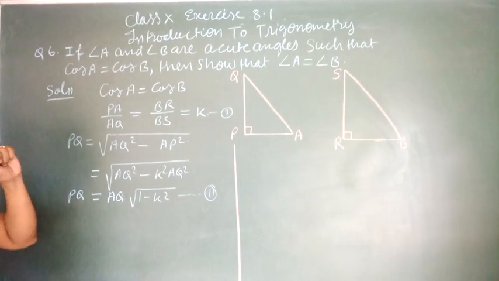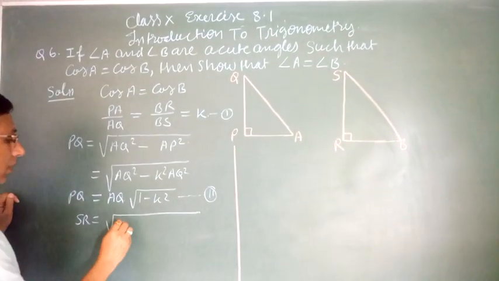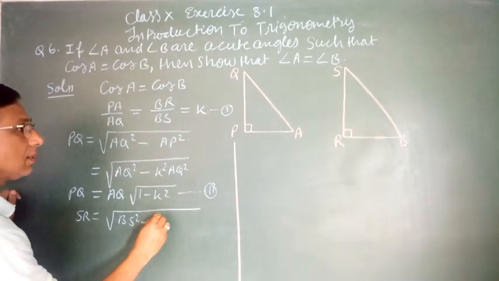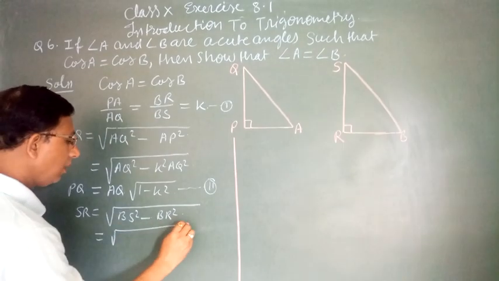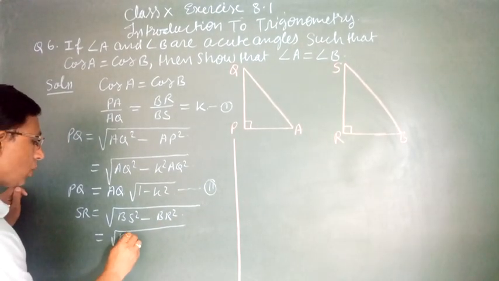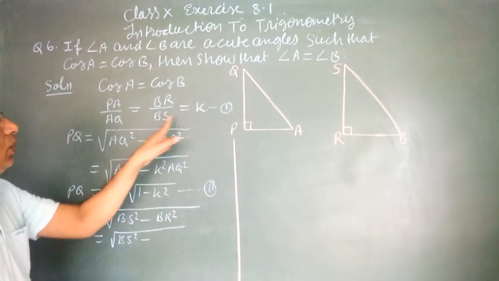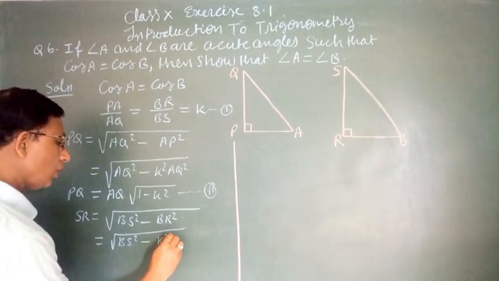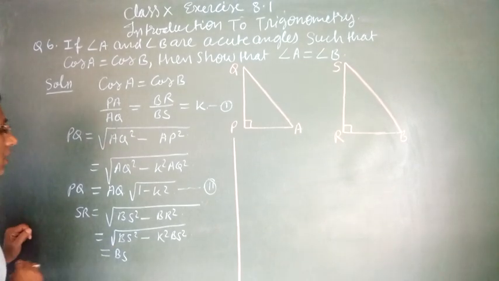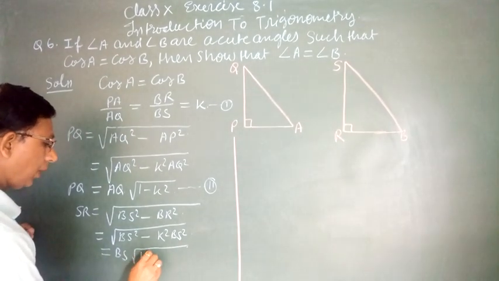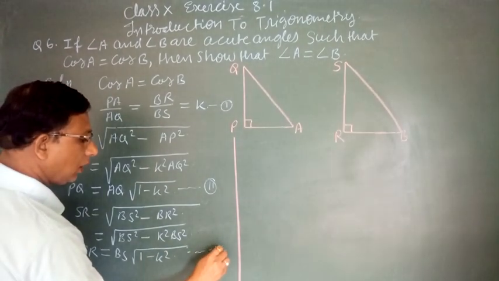And again we have to find out SR. SR is equal to under root of BS square minus BR square. Again here we can write BS square minus, in place of BR we can write BS into K. So it will be K square BS square. Now we can take out here BS square, that is BS under root of 1 minus K square, that is equal to SR. This is your third equation.